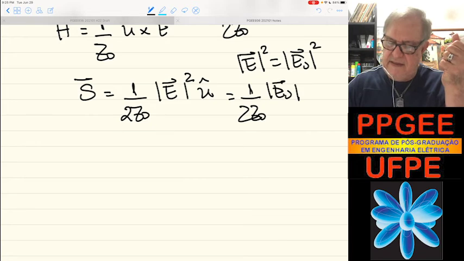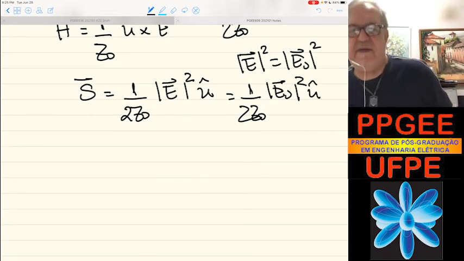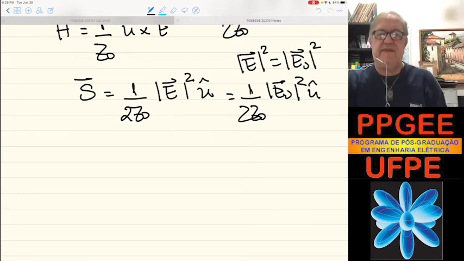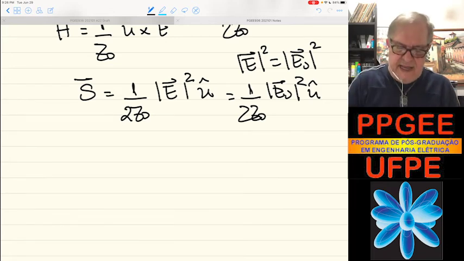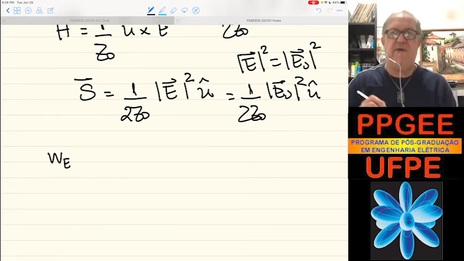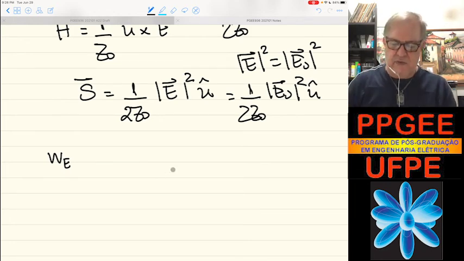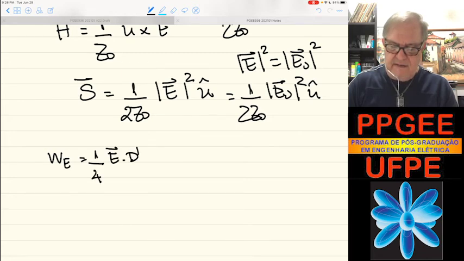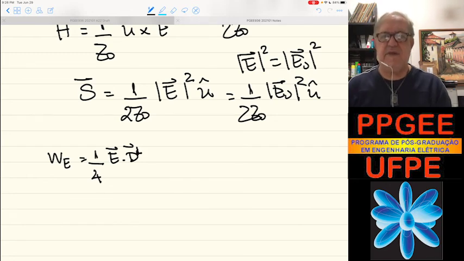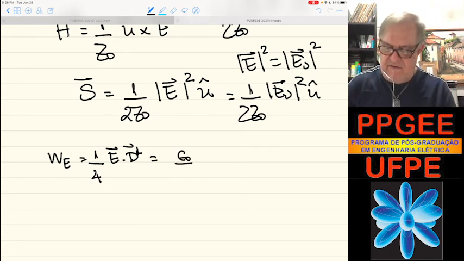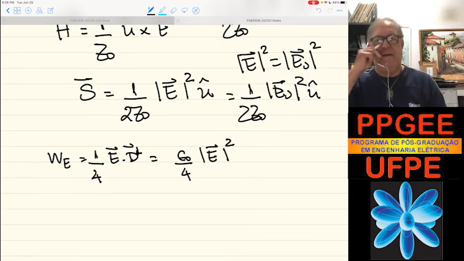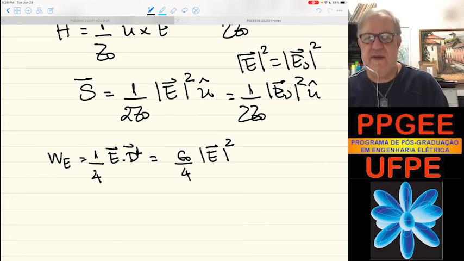The amplitude is fixed times U. Very simple relationship, right? Very nice, simple results are predicted. Well, the electrical energy density is 1/4 of E D conjugate, right? The conjugate is epsilon 0 E, so that's epsilon 0 over 4 E squared, or E0 squared if you wish.